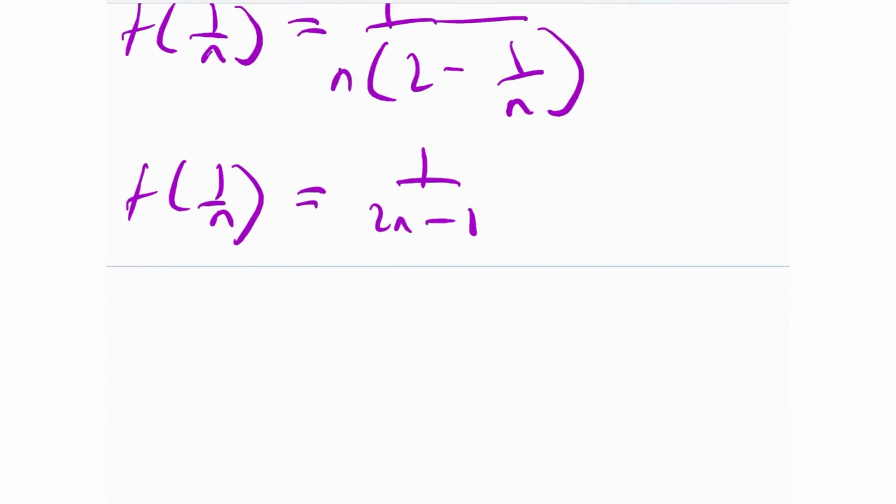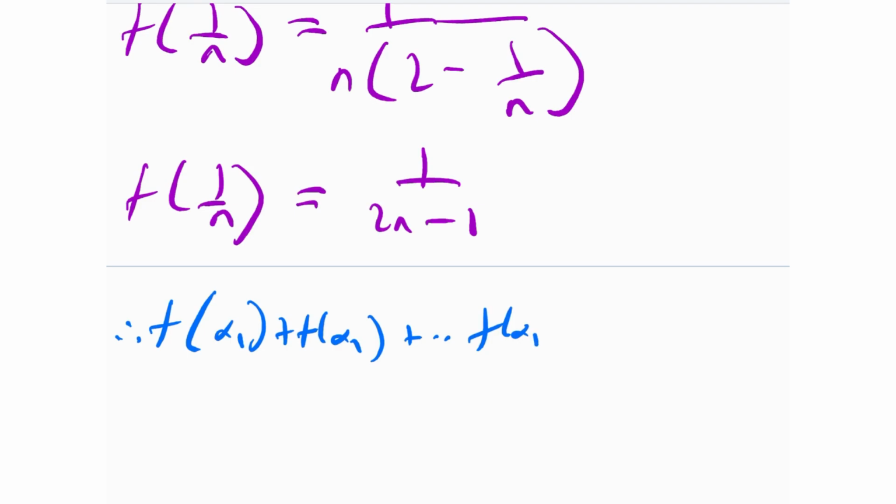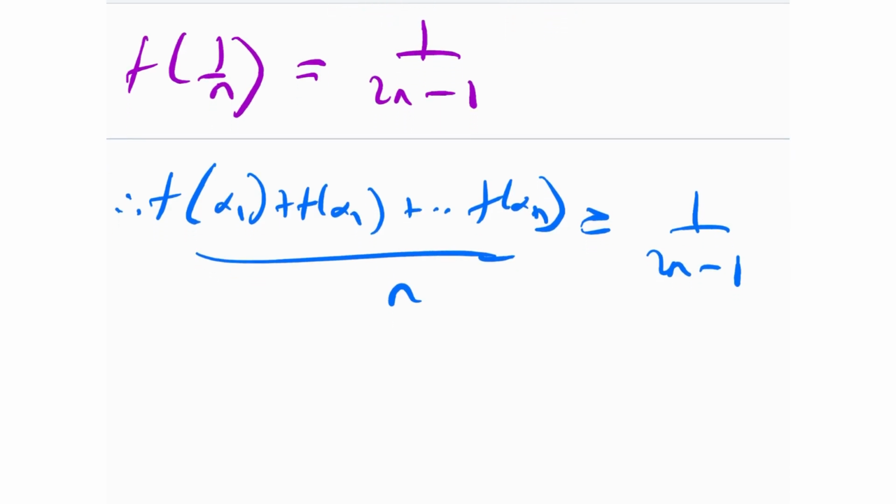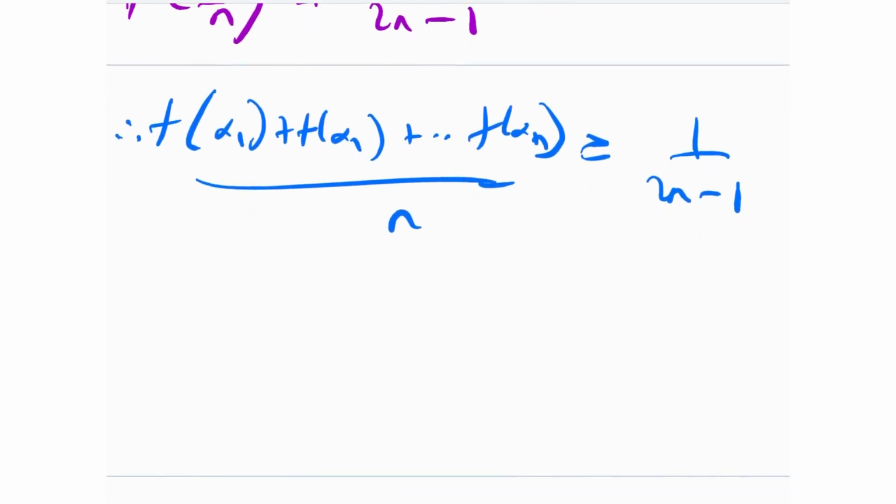So therefore, f of alpha 1 plus f of alpha 2 all the way to f of alpha n, divided by n, which is greater than or equal to the function of the mean, is actually also greater than or equal to 1 by 2n minus 1, because the function of the mean, f of 1 by n, is equal to 1 by 2n minus 1. So this is greater than 1 by 2n minus 1, and effectively we have proven the result.